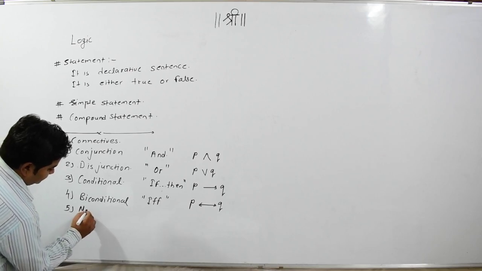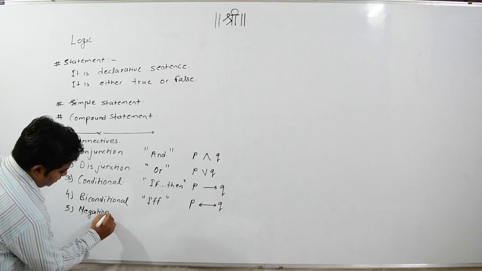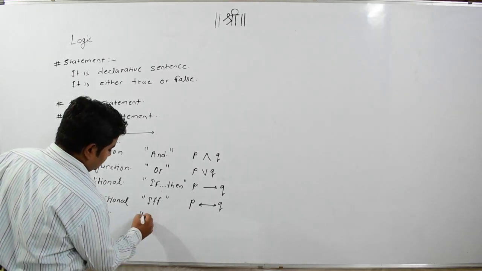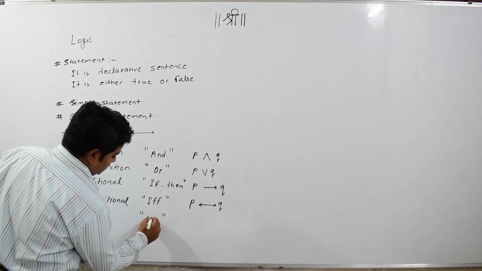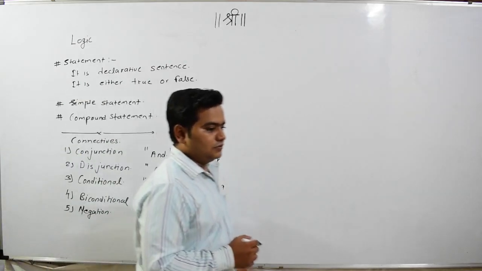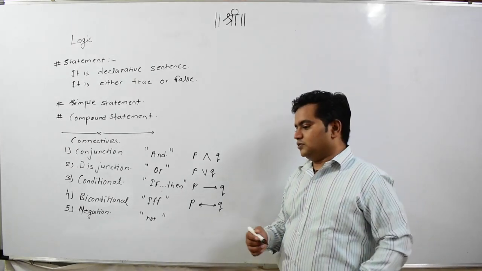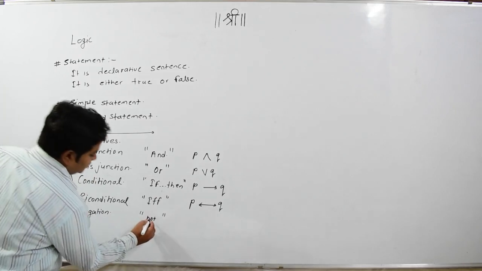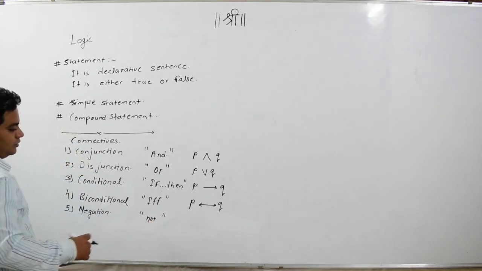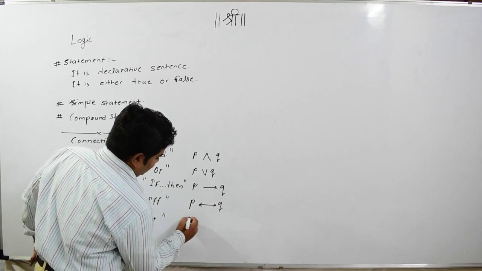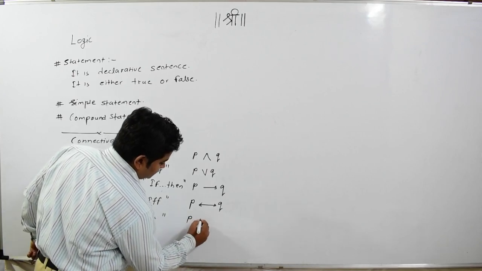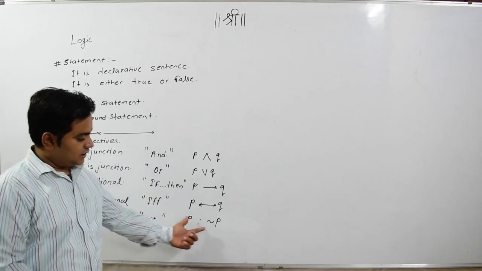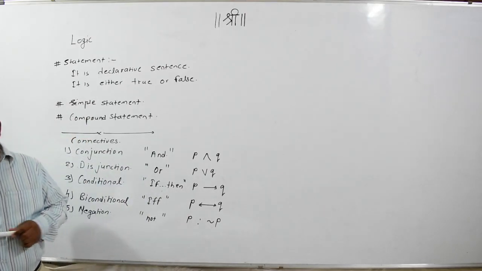So next, negation. Negation is simple. We simply use "not" or "naught" ("not"). Both are pronounced almost the same. Now the next step: the negation of P is indicated by this symbol, and it is equivalent to "not P".